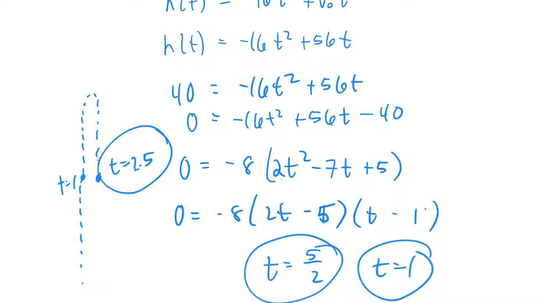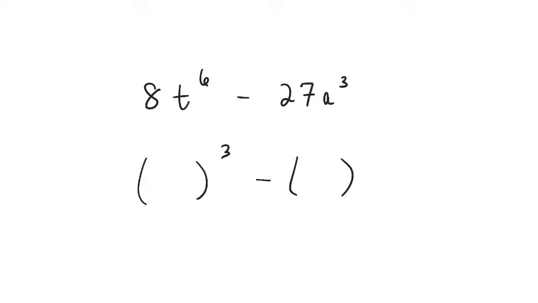Can we do a quick one? So factor the following. What do I do first? First step, find the cubes, so 2 and 9. 2t and 9. 2t squared, careful. 2t squared. And 3a. Very good.